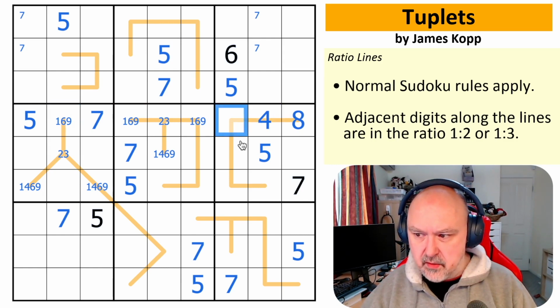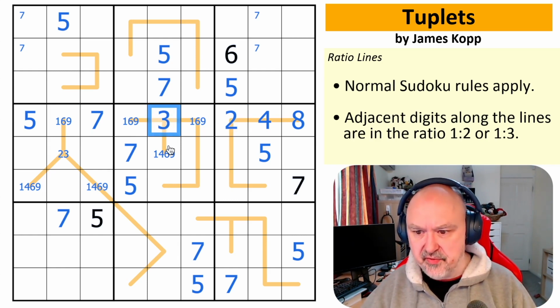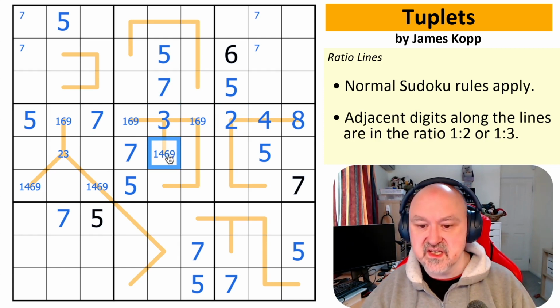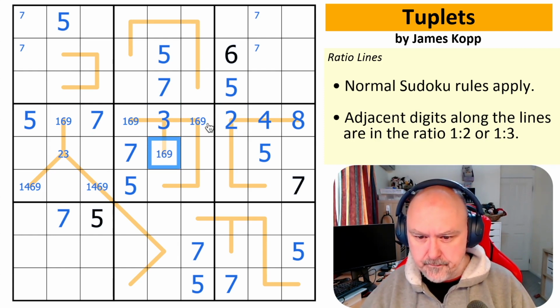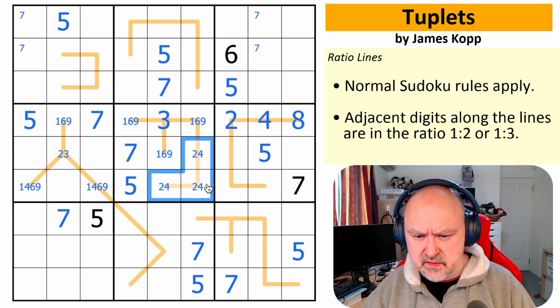So 4 now can go with only 2 or 8. So that becomes the 2, which means this is the 3, and 3 was 1, 6, and 9, so that's not the 4. So these are 1, 6, and 9. So these are 2, 4, 5, 6, 7, 2, 4, and 8.